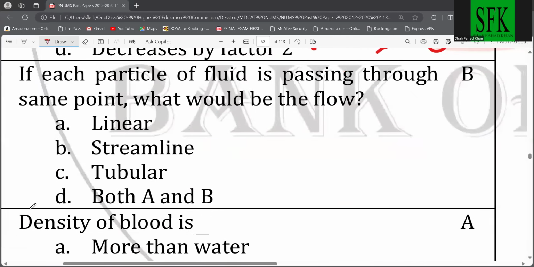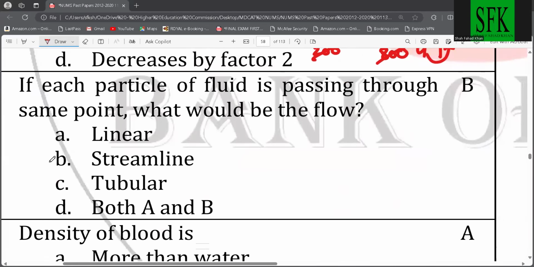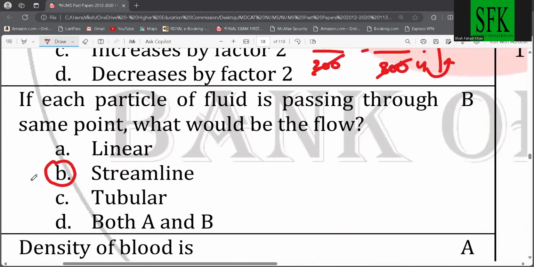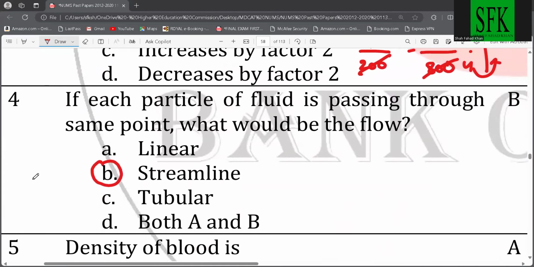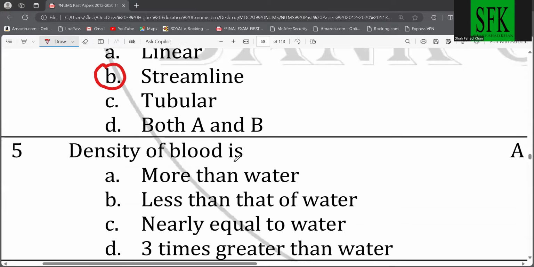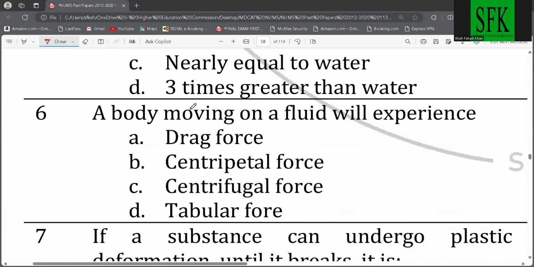Then question 4. If each particle of the fluid is passing through the same point, what would be the flow? This is the definition of a streamline flow. Okay. This is the definition of a streamline flow. That's the standard term that we use for it. Density of blood, because blood contains a lot of substances, is considered more than water. Okay, it doesn't only have water, it has a lot of other additional stuff in addition to water.